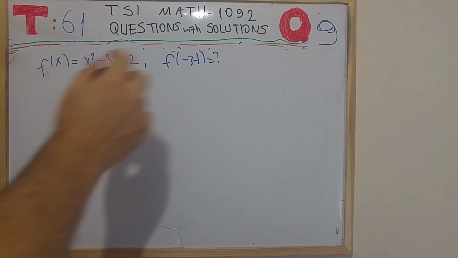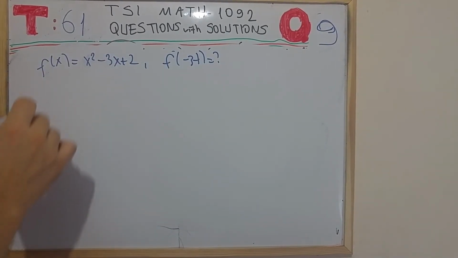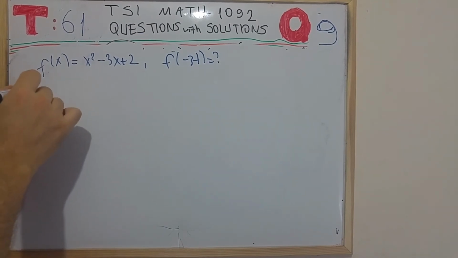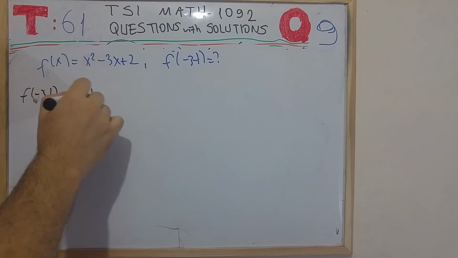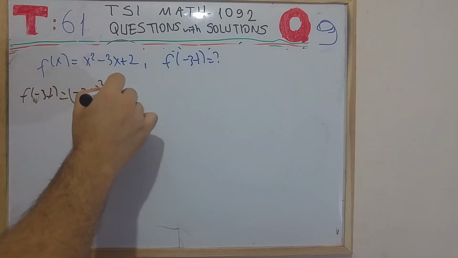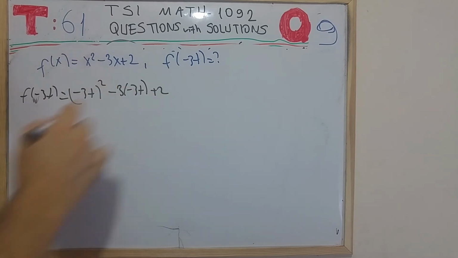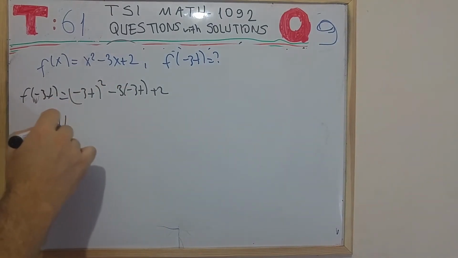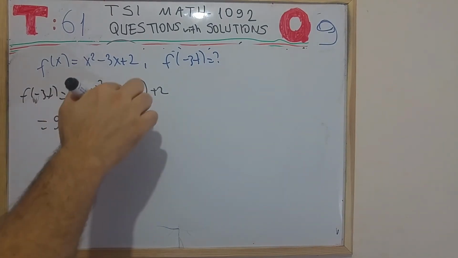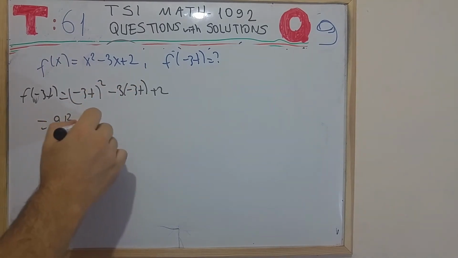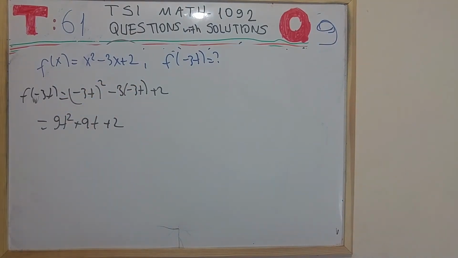I replace x by minus 3t. What I would have here, minus 3t is minus 3t squared minus 3 times minus 3t plus 2. This is equal to 9t squared, plus 9t and plus 2.